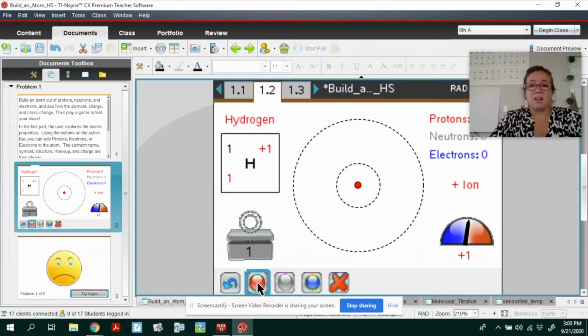When I add a proton, where did it go? Well, it went in the middle, Miss Tibb. Yep, what's the middle called? It's called the nucleus. Awesome. Protons go in the nucleus of an atom. We write that note down.